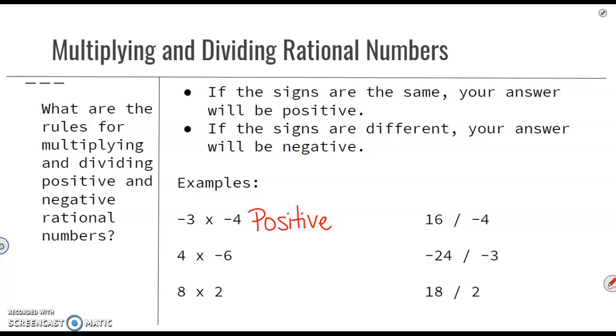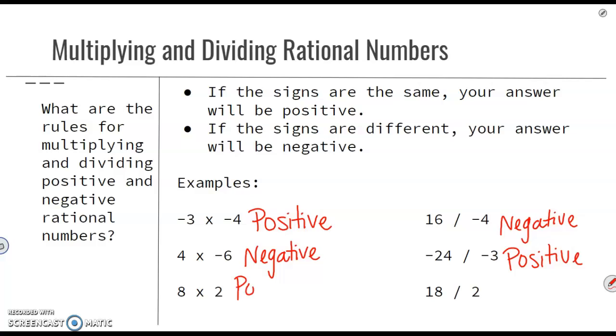16 divided by negative 4 would result in a negative solution. 4 times negative 6 would result in a negative product. Negative 24 divided by negative 3 would result in a positive quotient. 8 times 2 would have a positive solution. And 18 divided by 2 would have a positive quotient.